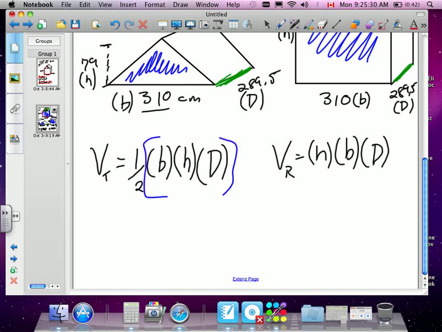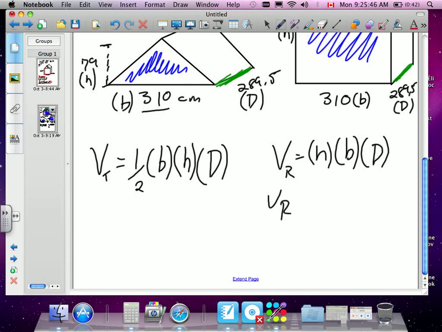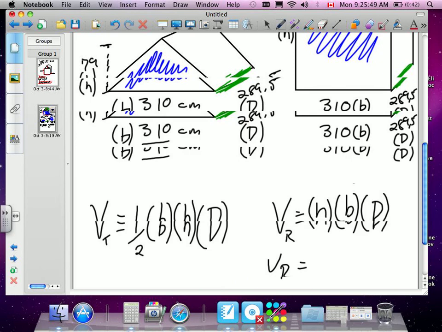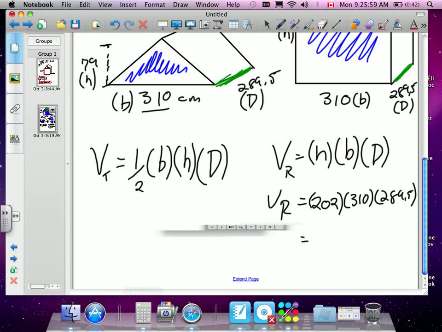Okay, so let's plug in these numbers. We'll deal with the volume of the rectangular prism first. So our height, 202. Our base was 310. And our depth was 289.5. You can do that all in one step on the calculator. So 202 times 310 times 289.5.